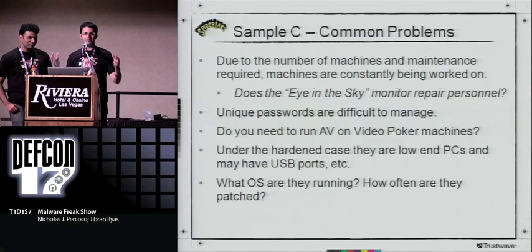So, some common problems in this type of environment. You're talking about physical access to these devices, and the number of machines in the environment. Do the eyes in the sky actually watch the repair people? You walk around casinos, you see people opening up machines all the time. Something jams, something's broken, something burns out. They're replacing boards. Who's watching those people? Are they keeping track of what they're actually doing?